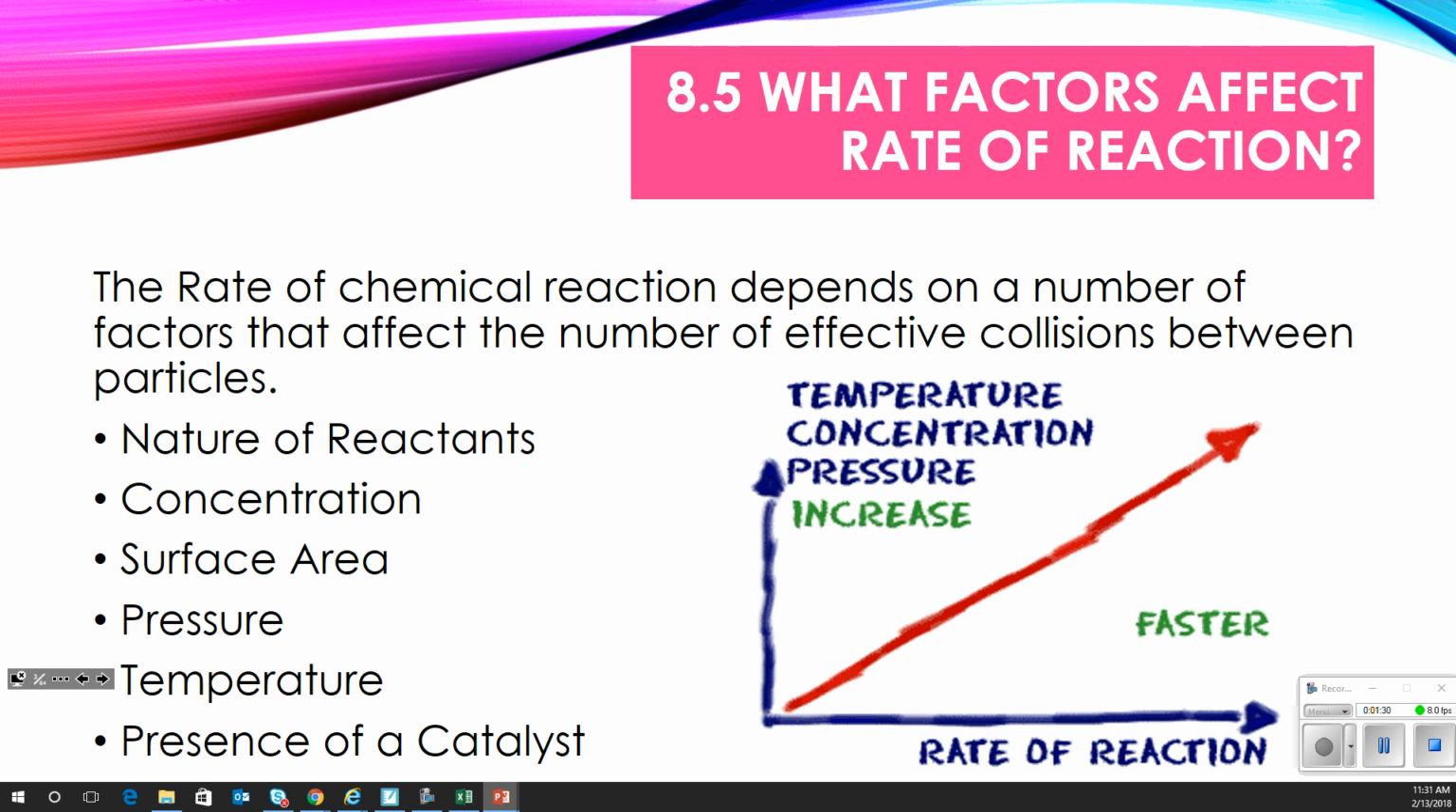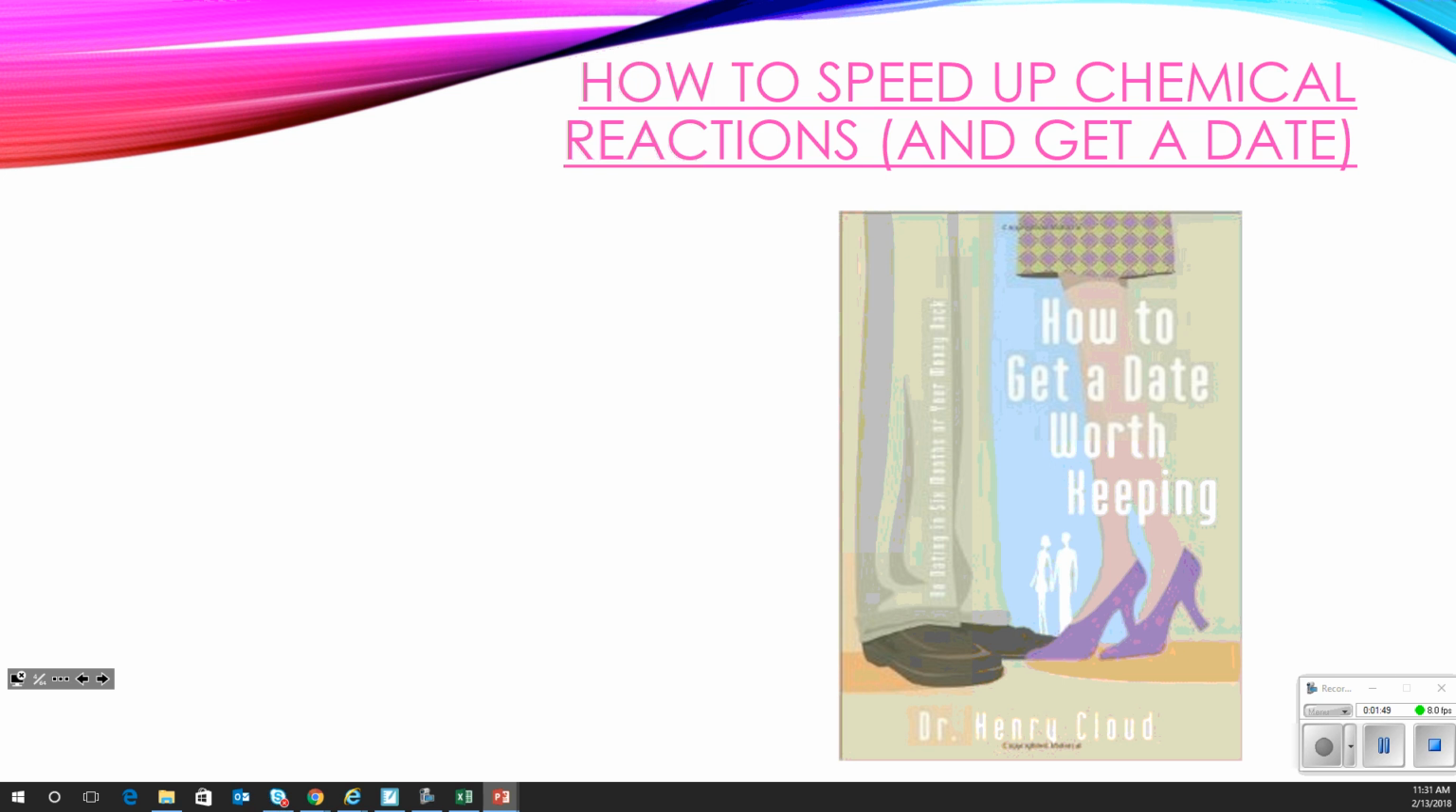Temperature. The higher the temperature, the faster things move, and the chances of collision being effective are more. And then the presence of a catalyst. That's the matchmaker, getting them together. So we've got a few things that will affect reaction rate. We're going to be testing a few of these as we go.